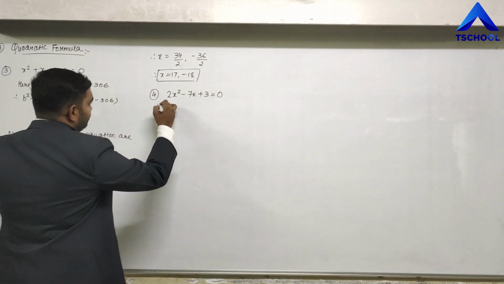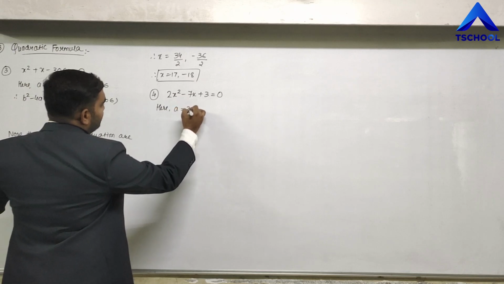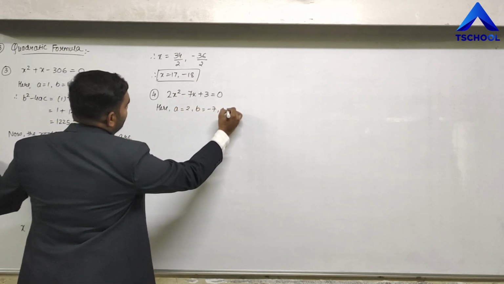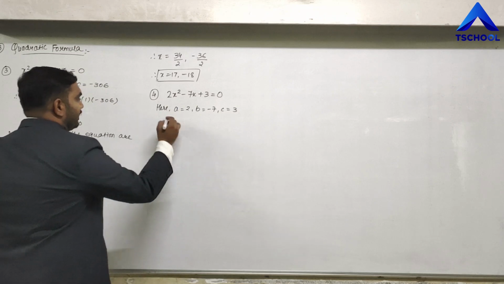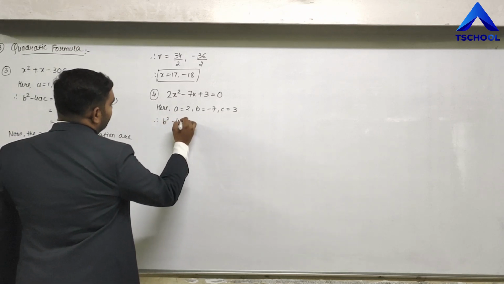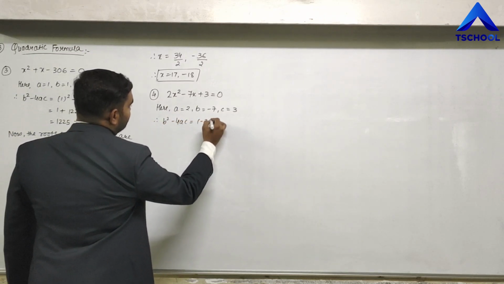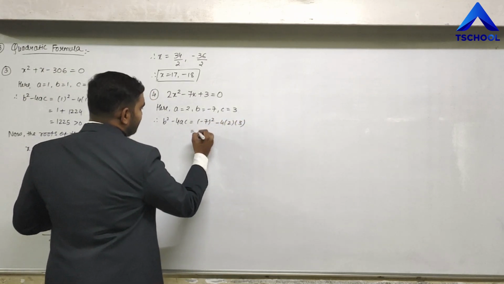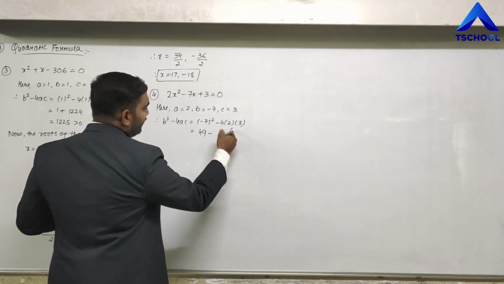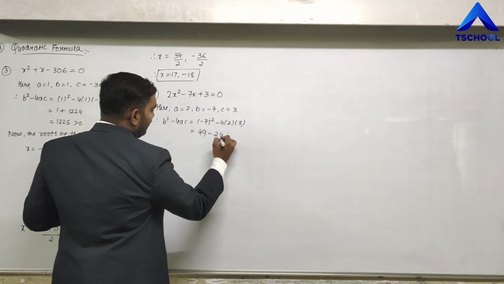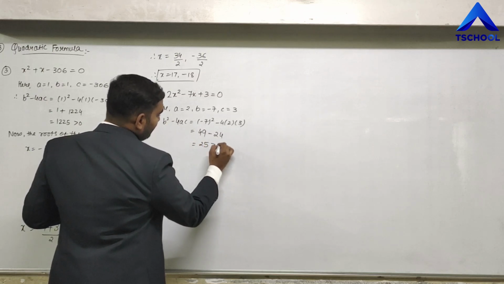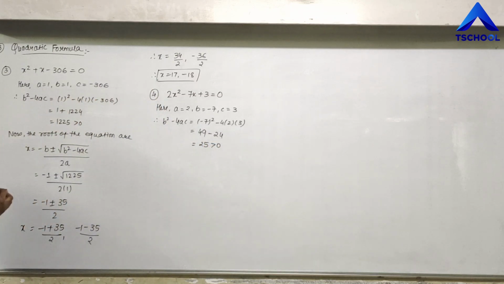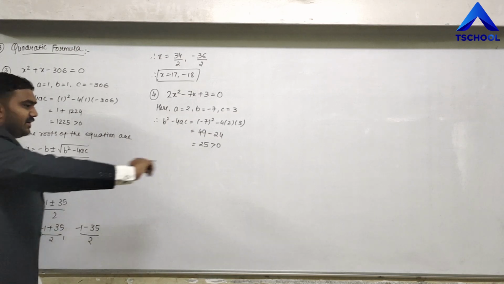That means here a equals 2, b equals minus 7 and c equals 3. Therefore b square minus 4ac, that is minus 7 square minus 4 into 2 into 3. Minus 7 square is 49, minus 4 into 2 is 8, 8 into 3 is 24, which is 25, greater than 0. So we got a value 25 which is greater than 0. So again, what can you say about the roots? The roots here will be real and distinct.